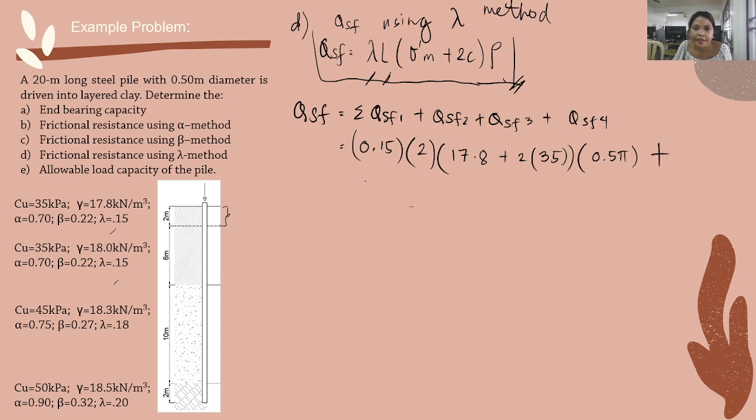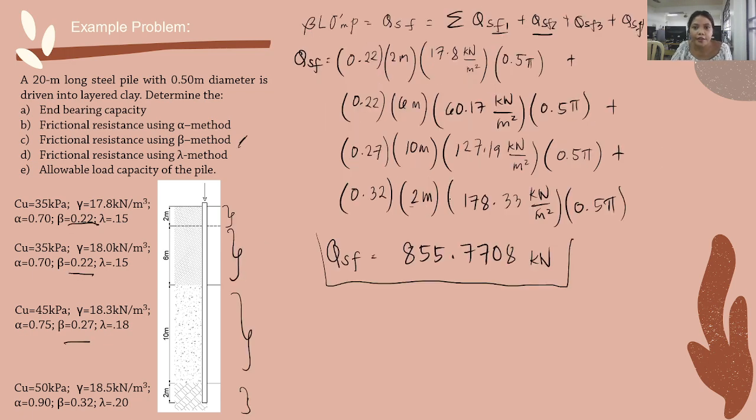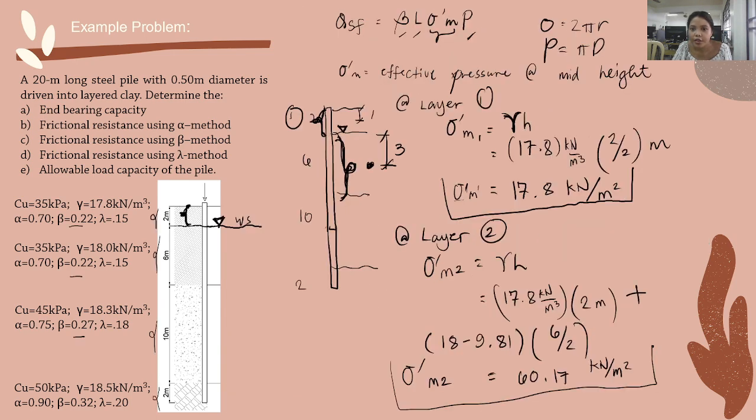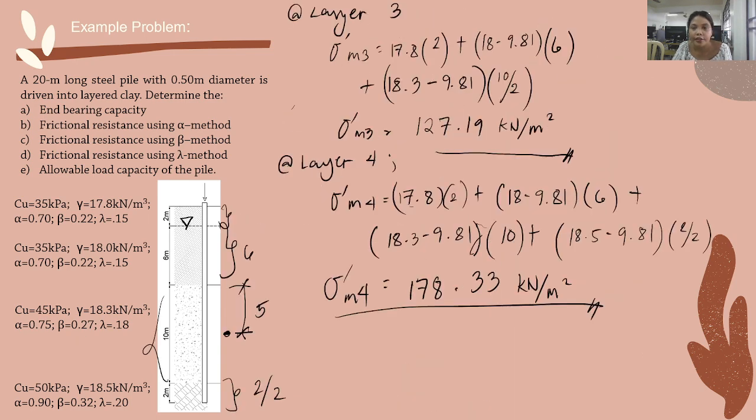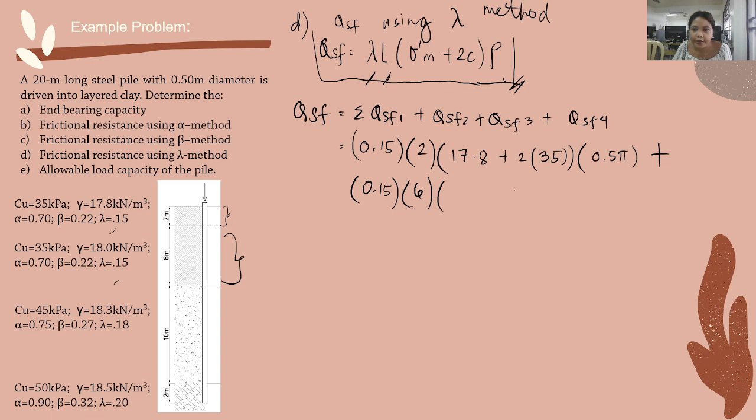Plus, the second layer is 0.15 pa rin yung kanyang delta. Ang kanyang length is 6 meters. So, 6 times the effective stress at layer 2 is equal to 60.17. So, ilan yun? 6017. Plus twice ng cohesion niya, 35 pa rin naman yung given, multiplied by circumference, 0.55.